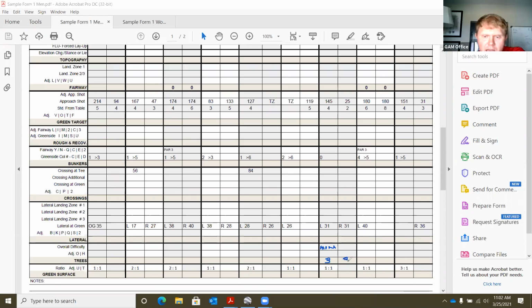And it doesn't necessarily have to be the same for both the scratch and the bogey player, but in some cases it definitely turns out to be a similar evaluation. And then the green surface one is something that we only ask 1 or 2 people to do, so we won't spend a ton of time on that.